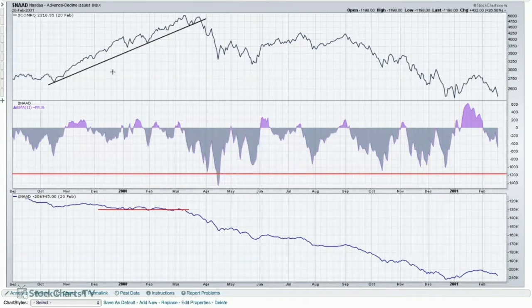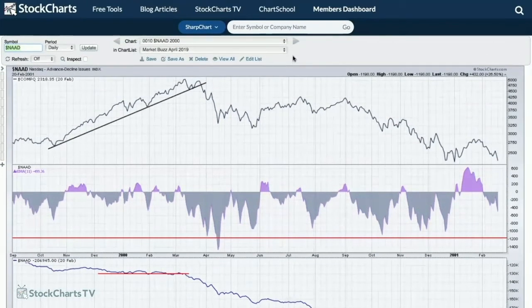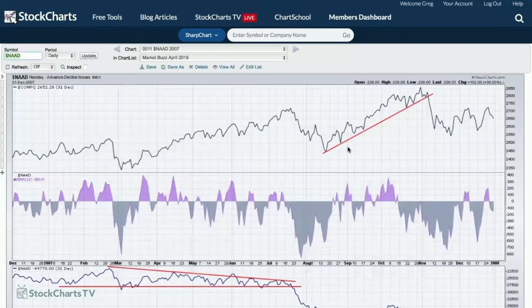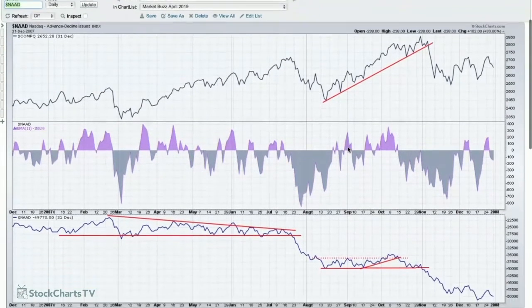So after the run into the March top, the advanced decline line had some sort of a 2-month trend line here and started to break down. And as it broke down, that was a really good place to be aware of. So as we roll, I'm going to stay with the NASDAQ and the advanced decline line and just show you what happened in 2007.